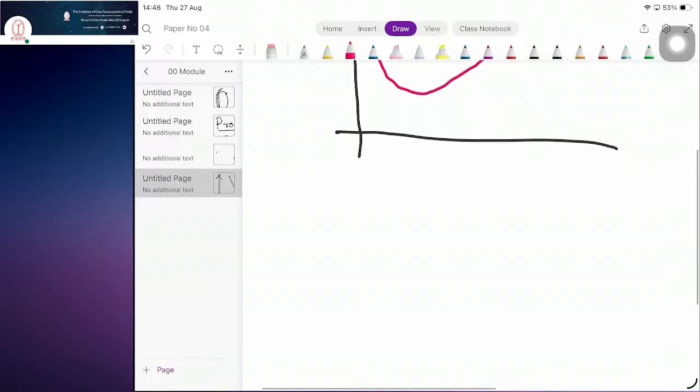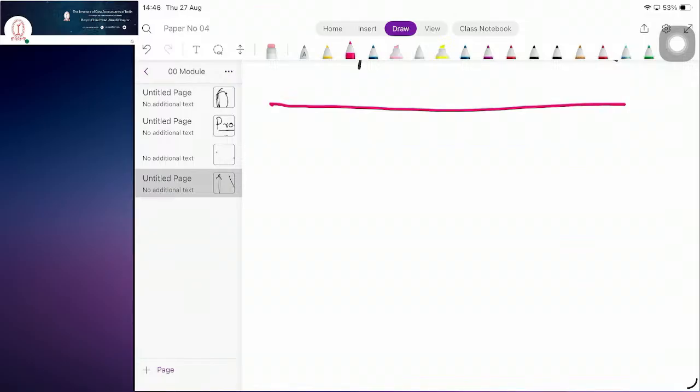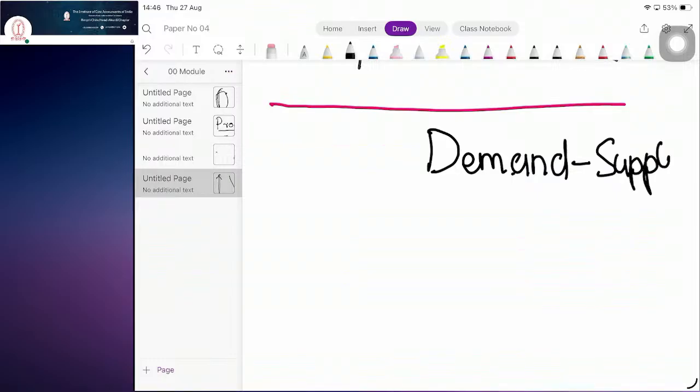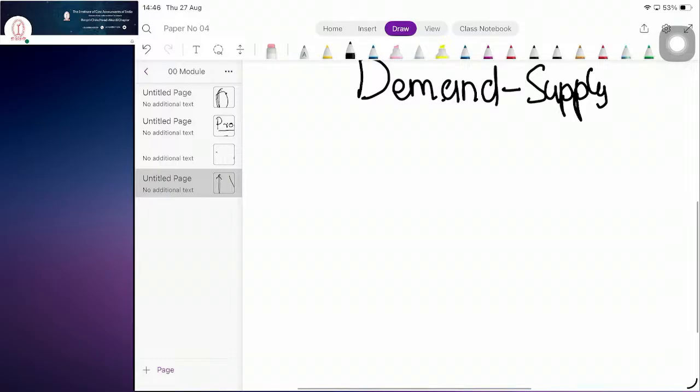Before that, let us come back to the beginning of the chapter. We now want to start a new chapter, that is demand and supply. But before we go into demand and supply, there is one concept that you all should know, right at the beginning of the study material. It's called the production possibility frontier. Can anybody tell me the page number?